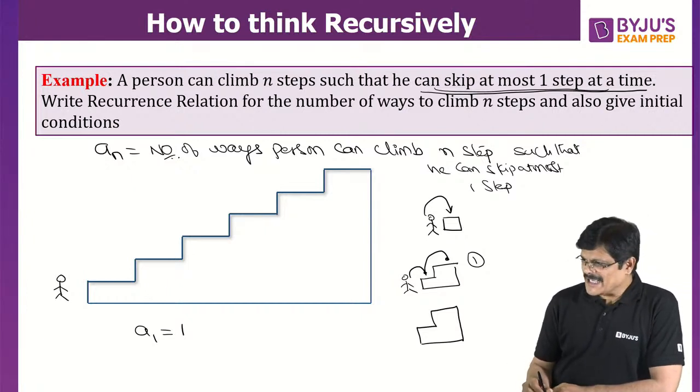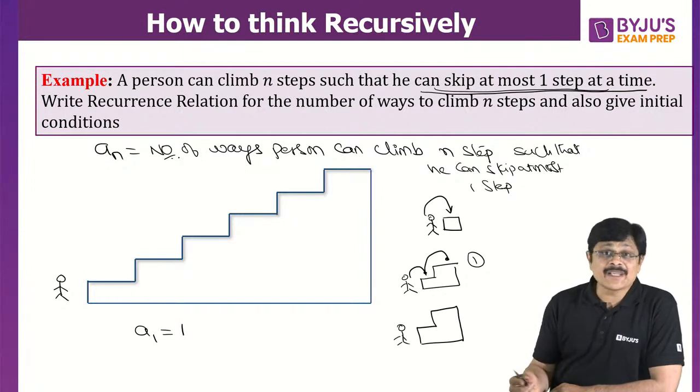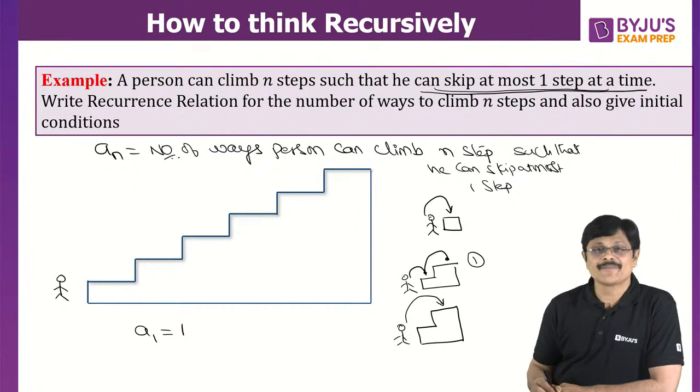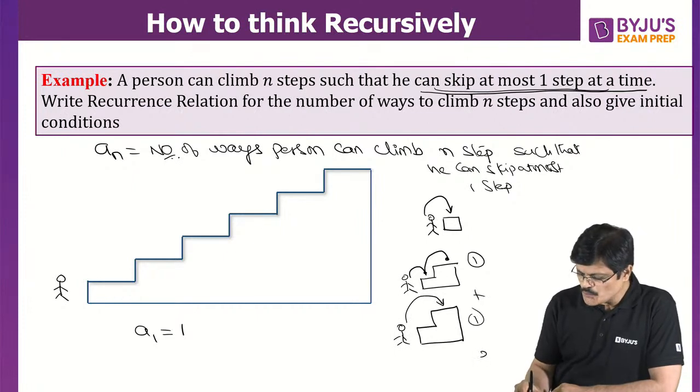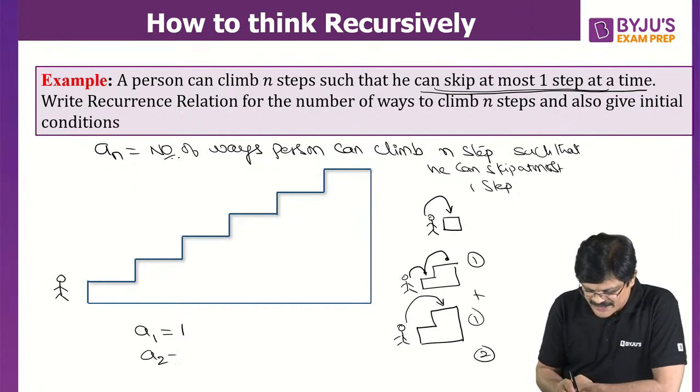So how many ways he can climb two steps? This is one way. What is the other way? He can skip the step also. No, this is another way he can climb. This is one way. So 1 plus 1, 2 ways he can climb. That is if two steps are there.